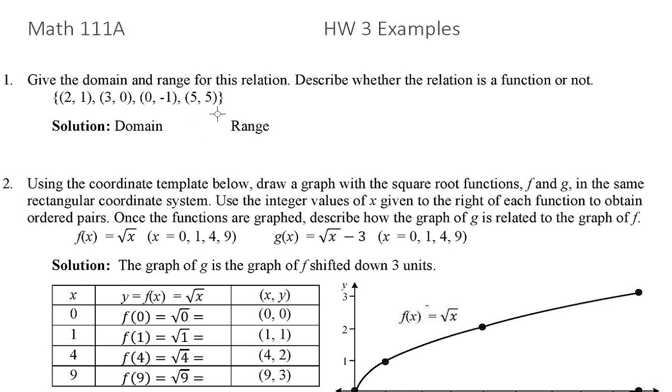So your domain, let's give us a little bit more room here, is going to be the set 0, 2, 3, 5. And then the range is the set of all the second coordinates here, which is going to be -1, 0, 1, and 5.